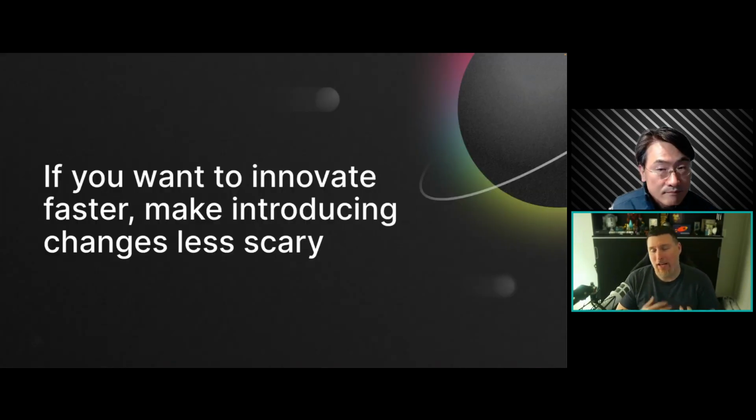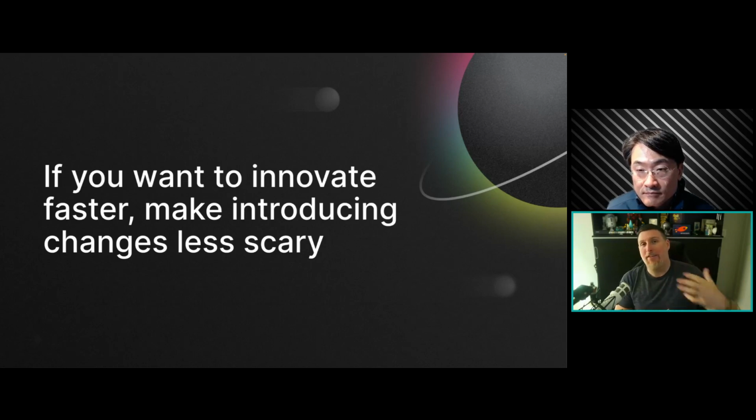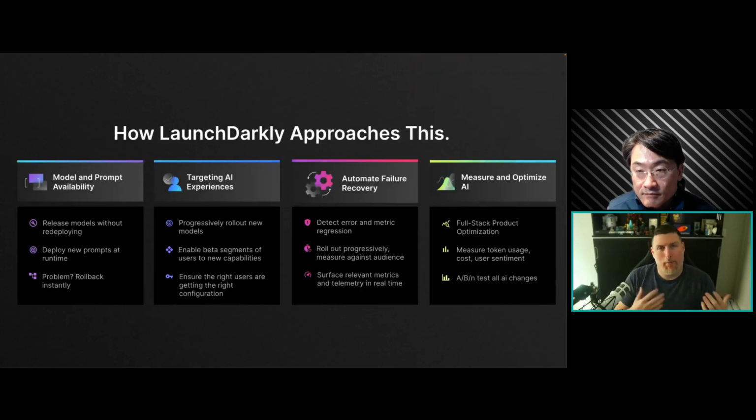So going back to this tension between moving fast and keeping things safe, if you want to be able to do innovation and move a lot faster, there's two paths you can go. You can either slow way down, be very careful, which takes away from that speed, or you can make the act of introducing new capabilities and changes into your applications less scary. And we have a specific view on how we do this across a couple of different pillars.